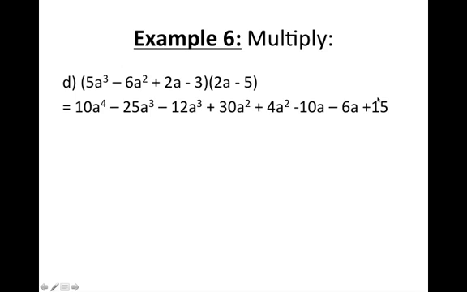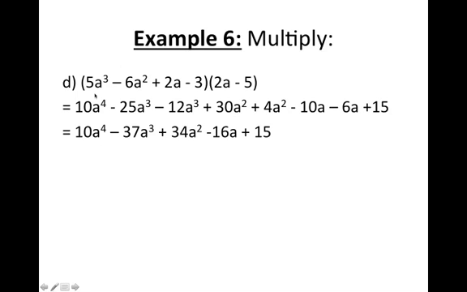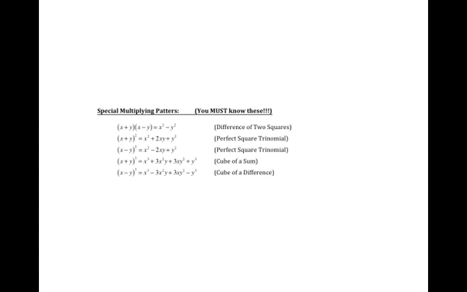And at this point, we combine like terms. So we've got 10a to the fourth, because that's the only a to the fourth term. Negative 25a cubed minus 12a cubed gives us negative 37a cubed. 30a squared plus 4a squared gives us 34a squared. Negative 10a minus 6a gives us negative 16a, and then plus 15. And we are done.